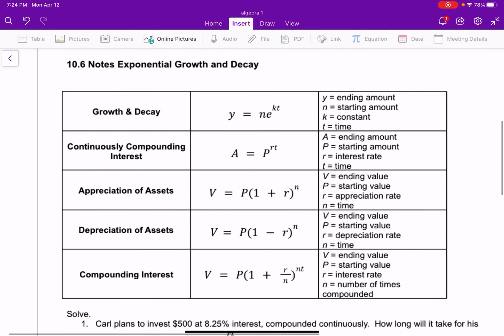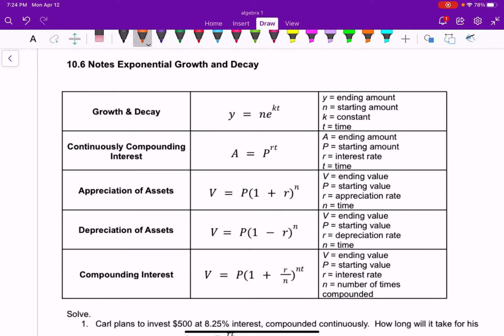Okay, this one isn't too bad. 10.6, I'm actually going to give you the formulas to use. What you have to be able to do is to solve them, okay? So we have our growth and decay. The y, the a, they're always our ending value. So you can kind of see this is our ending value, this is our ending value, this is our ending value. It's just different letters depending on what we're dealing with.